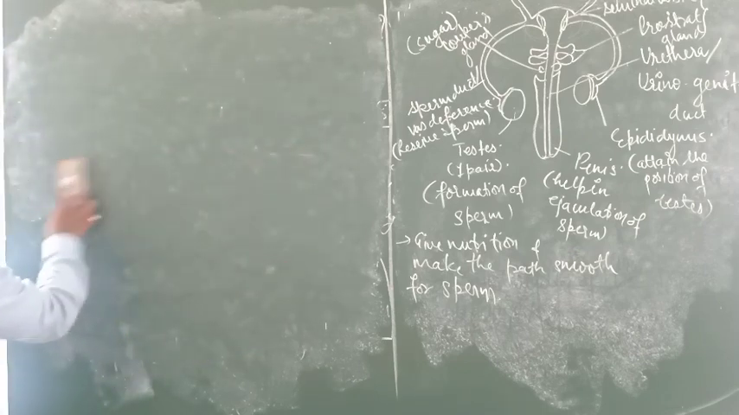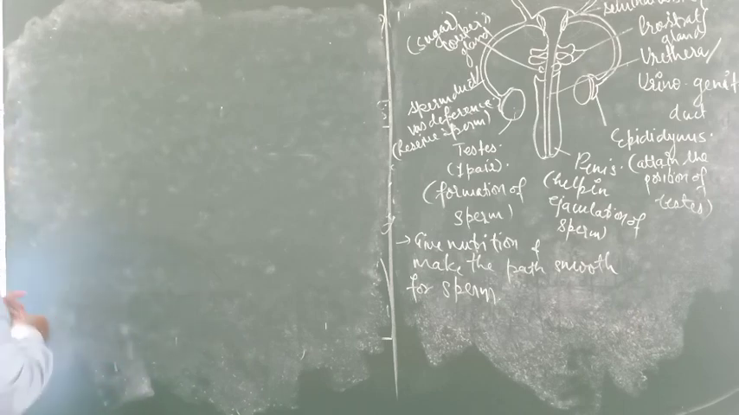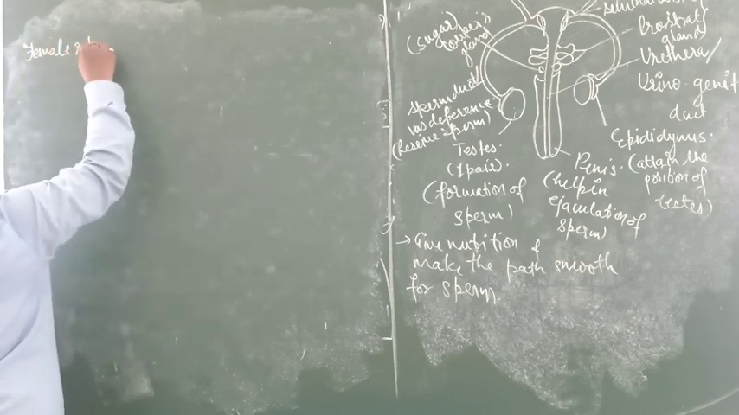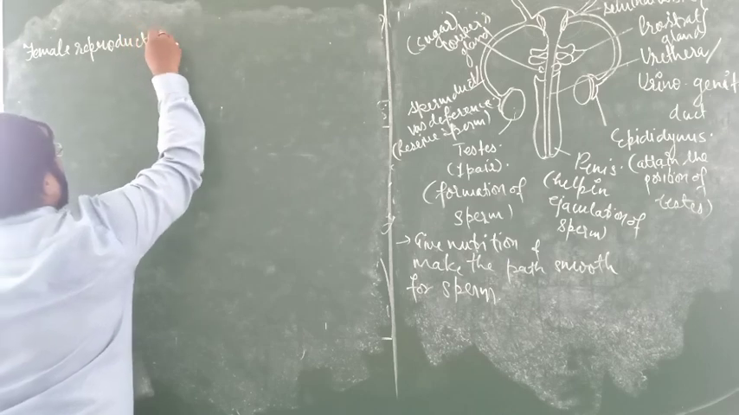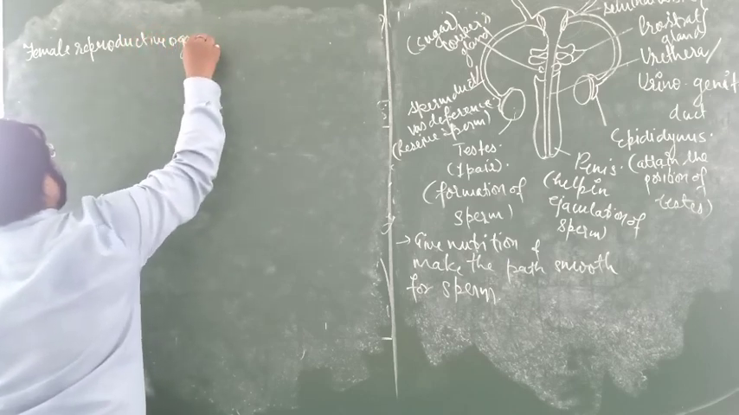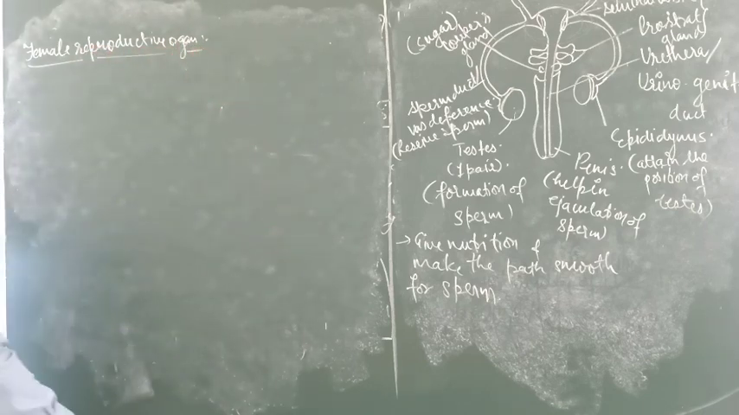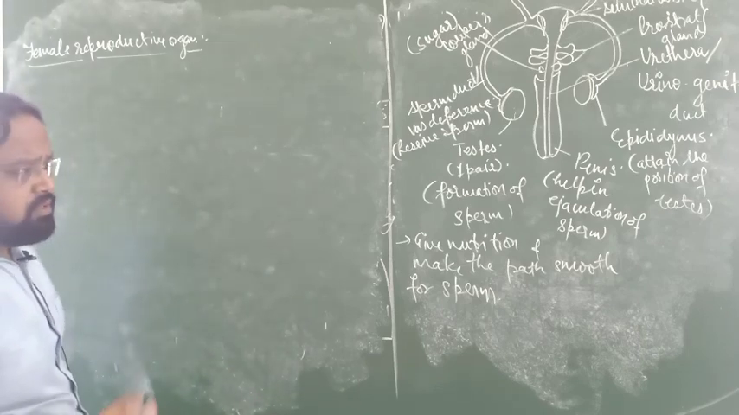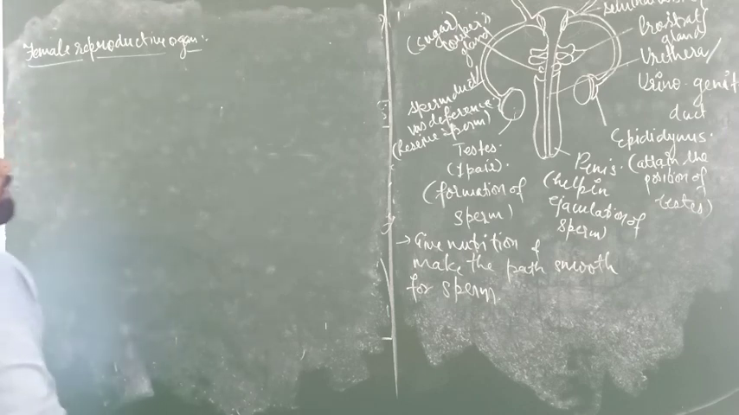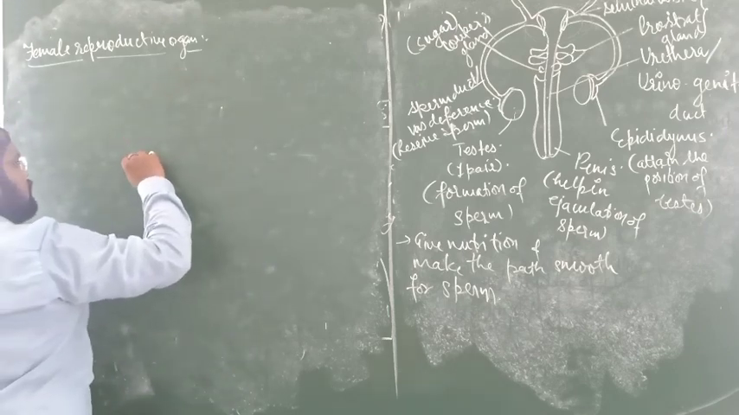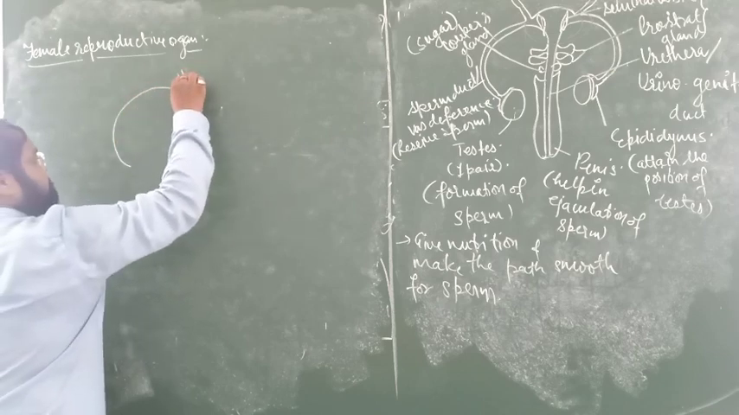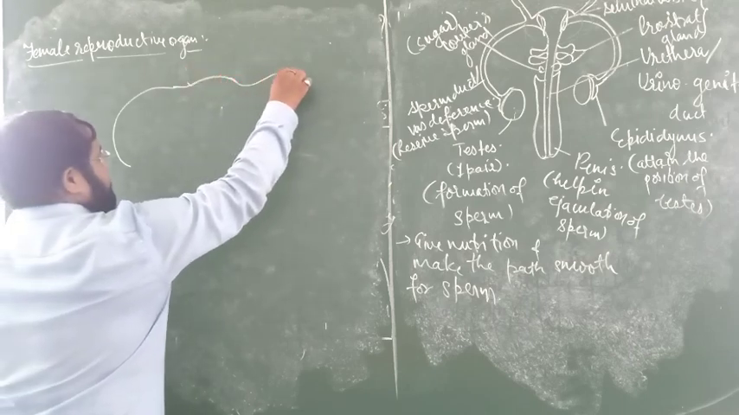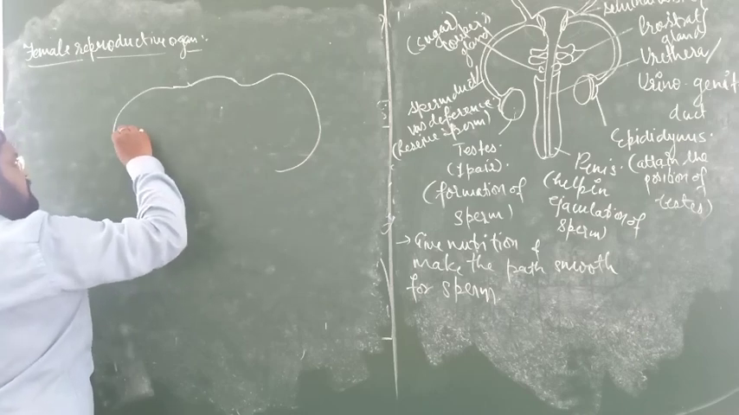Okay, now come to the female reproductive organ. In the female reproductive organ, the first thing is that it is present inside the abdominal cavity, not outside. Second thing, I am going to draw the diagram. You have to draw it very carefully. The diagram is very simple.